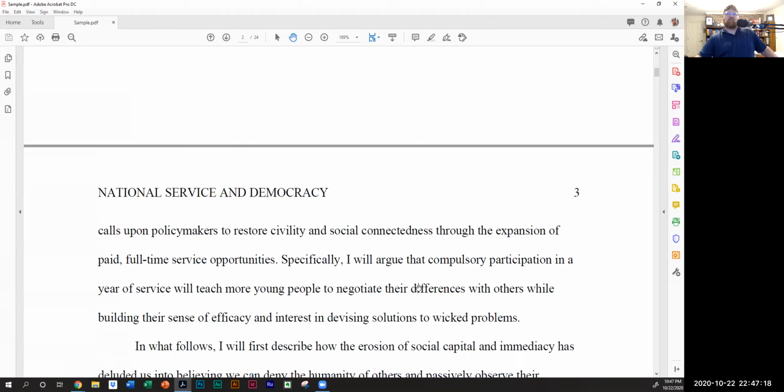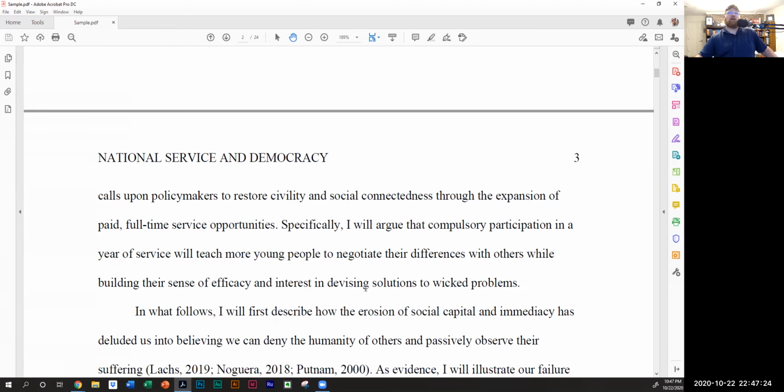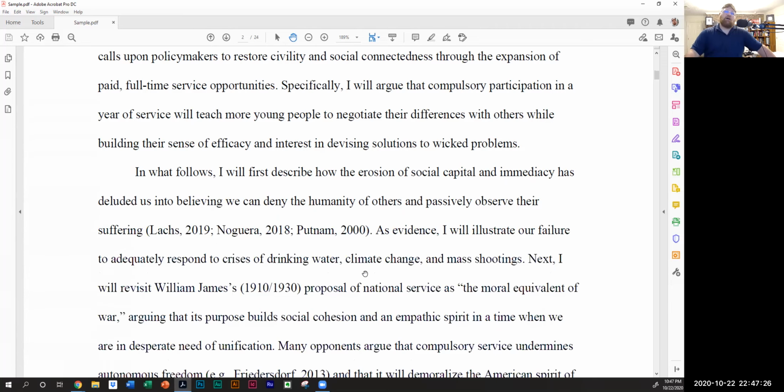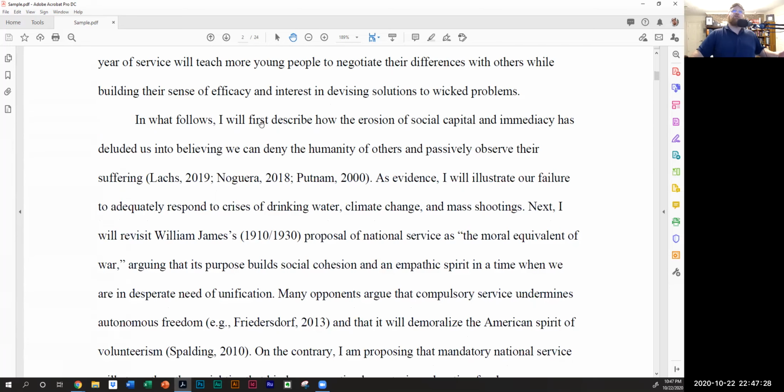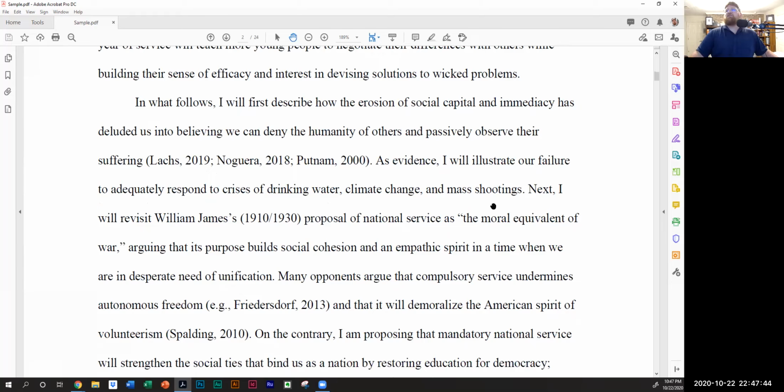That's a long thesis, but it's not more than three lines at least, and it is clear, powerful, and provocative. I want to read more. Now, here's the structural description. In what follows, I will first describe how the erosion of social capital and immediacy has deluded us into believing we can deny the humanity of others and passively observe their suffering. As evidence, I will illustrate our failure to adequately respond to crises of drinking water, climate change, and mass shootings.